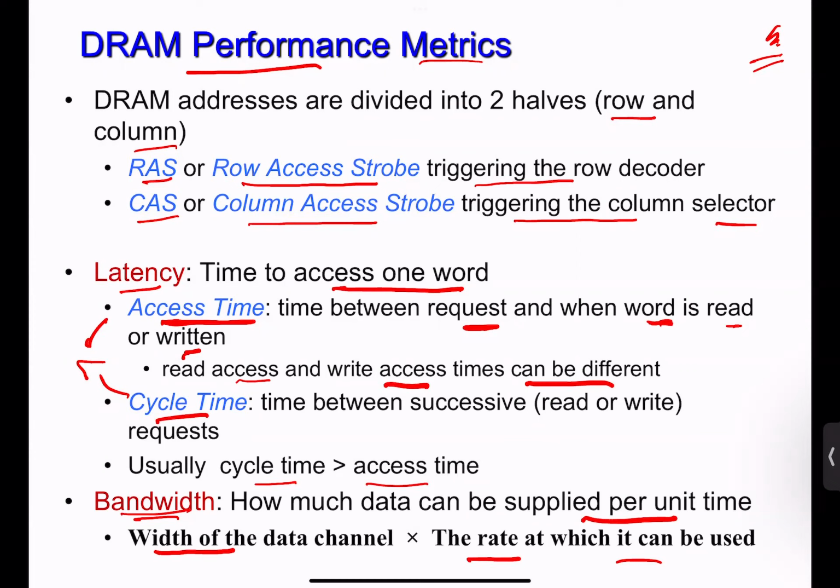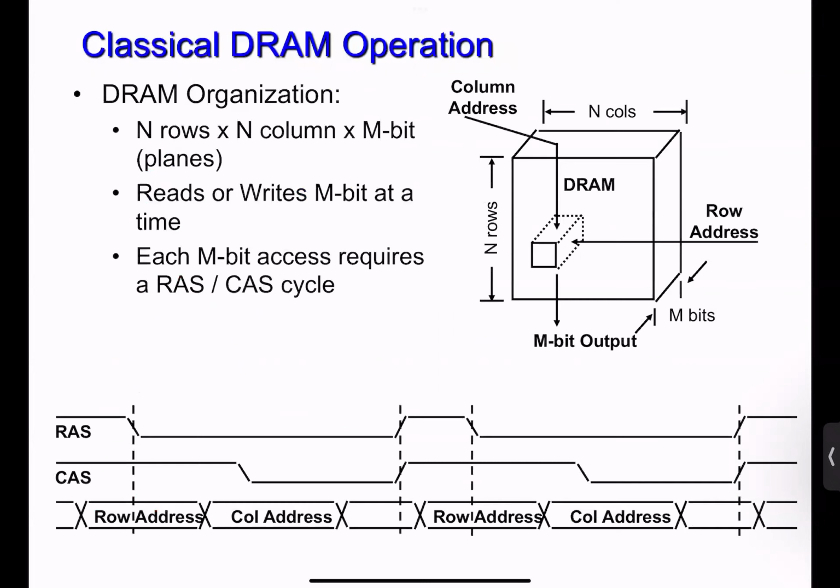The bigger the width, of course, I'm expecting the higher the bandwidth. The higher the rate, also this will affect the bandwidth positively, and so on and so forth. So here is the shape of a classical DRAM operation. With a classical DRAM operation, you have multiple rows, let's say n rows, you have n columns, but you have m bits. As we mentioned here, you will specify, so this is as an example, one row.